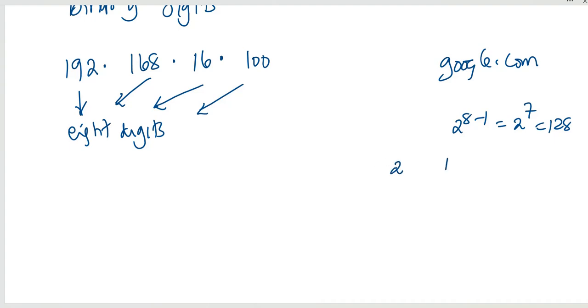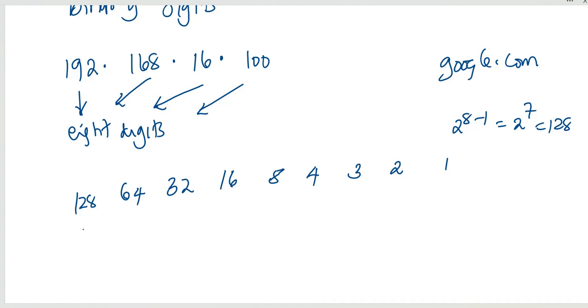I go to 2, 4, 8, 16, 32, 64, and 128. So when I look at 192, if I get 192 minus 128, I'll have 64. So meaning I can use 8 digits to represent 192.